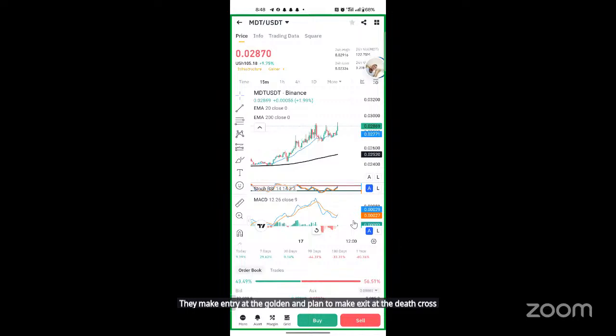They make entry at the golden cross and plan to make the exit at the death cross. I hope that is enough for today.